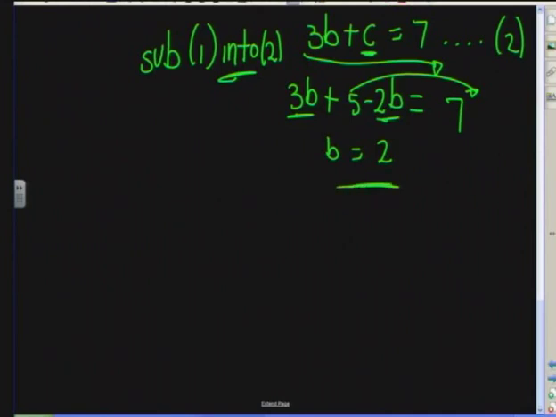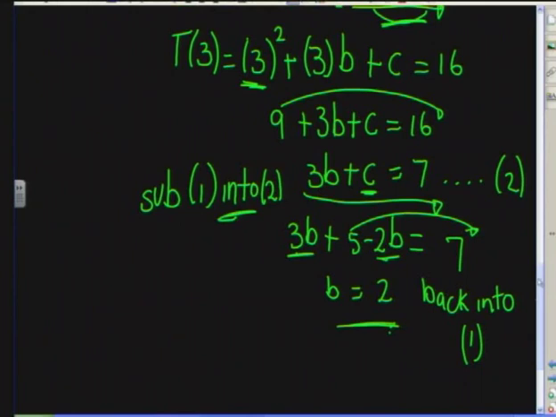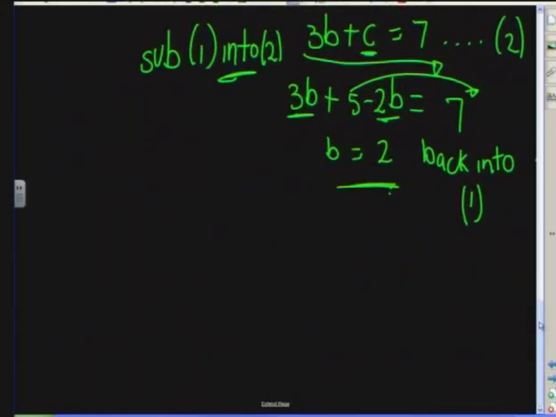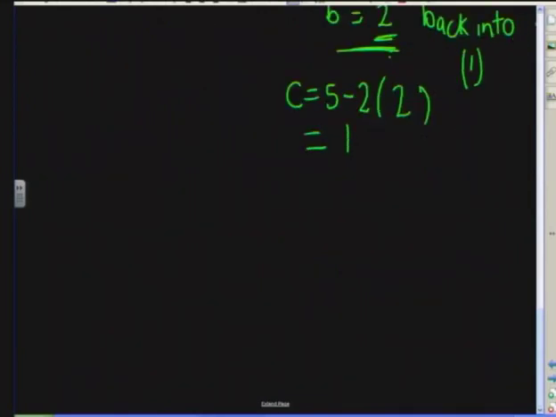So I now need to take the value of b and substitute it back into equation 1. Remember from equation 1, somewhere further up the page, we've got c is equal to 5 minus 2b. So I'm going to get c is equal to 5 minus 2, and now we know that b has a value of 2, so I'm going to put that in, and I get 5 minus 4, which is just 1. So therefore, we've got b is equal to 2, c is equal to 1. So our equation is now going to become Tn. Remember, a was also equal to 1. So Tn is n squared plus bn.